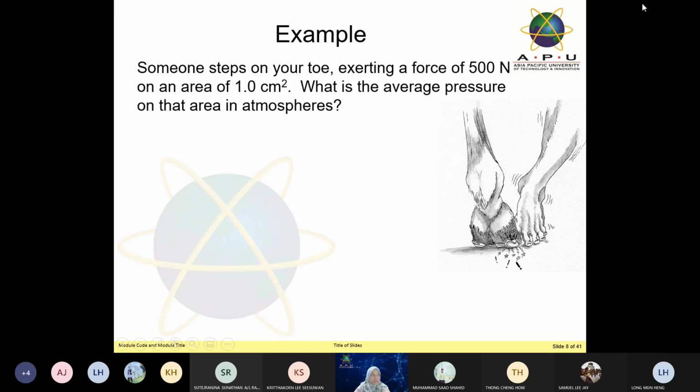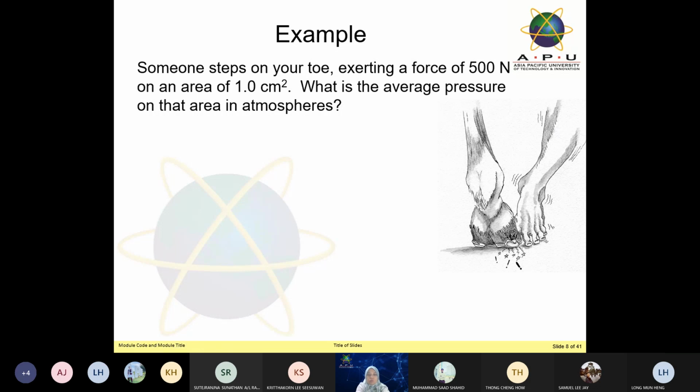Okay, now we look at the example here. Someone steps on your toe, exerting a force of 500 Newton on an area of 1 centimeter square. What is the average pressure on that area at atmospheres? Okay, so in this question, they already give you the area. No need for you to calculate because the toe is not a standard area that you will know the formula, right?